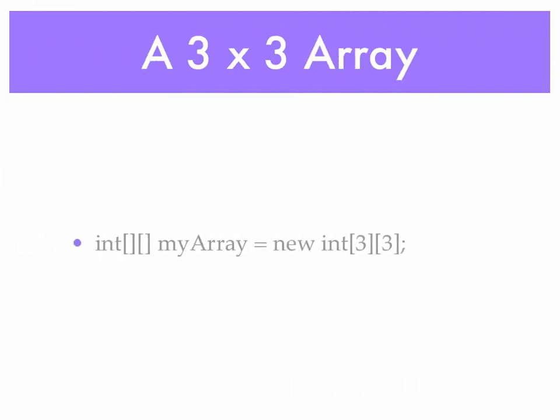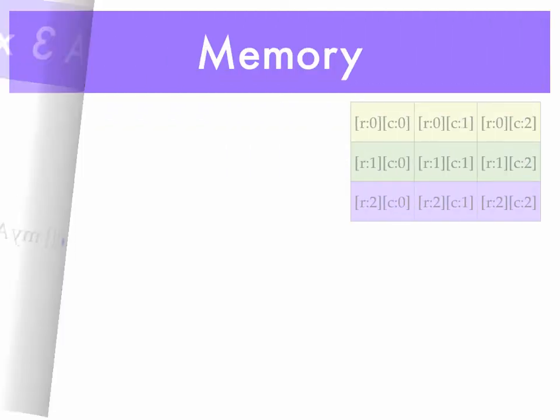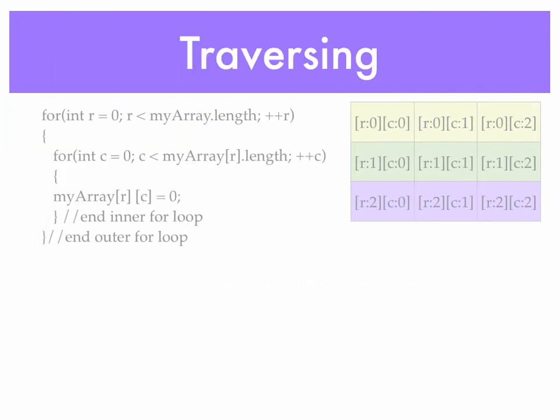So I'm going to create a 3 by 3 array and call it myArray. So it'll hold ints. We can visualize it this way. Here's memory space. Each one of the positions in my array have coordinates. Upper left-hand corner, it's row 0, column 0. Lower right-hand corner, row 2, column 2. We're going to iterate through that, through two loops, an inner and outer loop, and we're going to place into each one of the spaces of my 3 by 3 array the value 0.